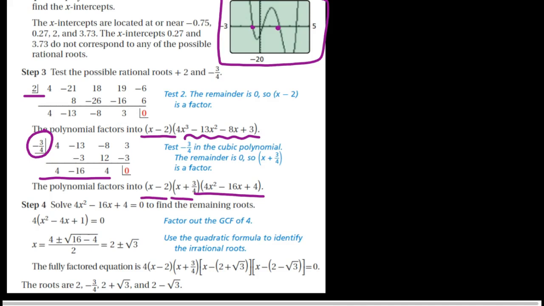So if it did not factor, then they used the quadratic formula on it, and so now we have the quadratic formula, and they ended up with some irrational roots, 2 plus or minus the square root of 3. Okay?